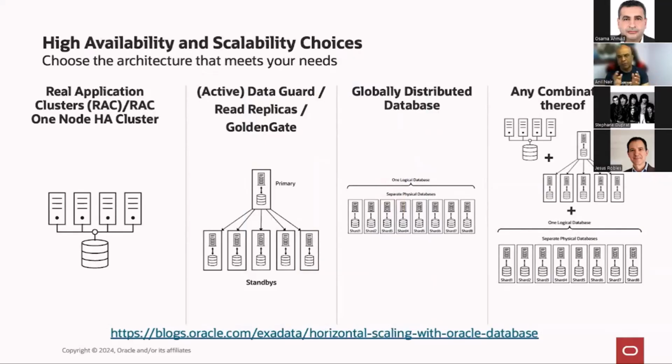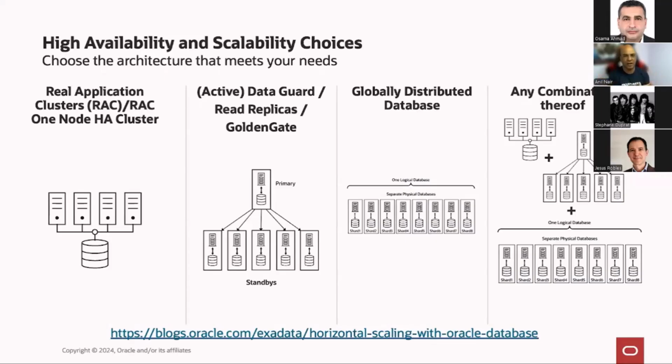The bit complicated part about Oracle RAC or Oracle scalability offerings is we give you a choice of what you want to do. So you have on the left-hand side RAC, you have what we call ADG or Active Data Guard, you could do read replicas or GoldenGate, or you have what we call our globally distributed database. But the best part is on the right-hand side. You can choose any combination. It's not an or decision, it's an and decision.